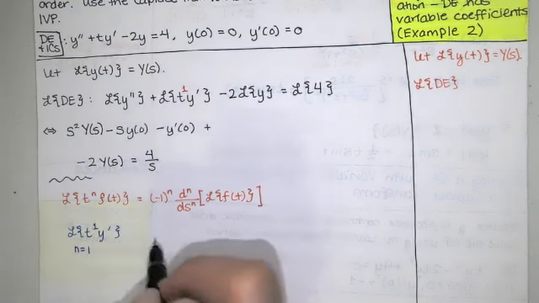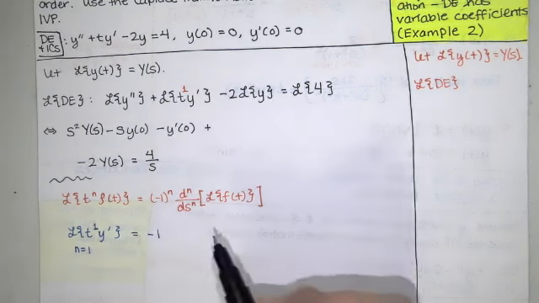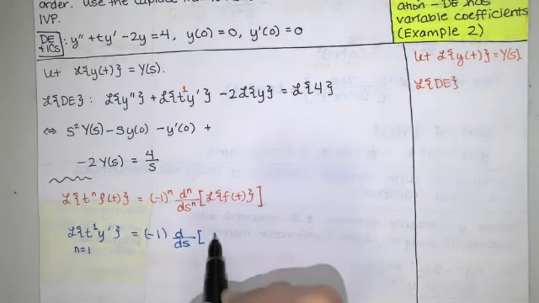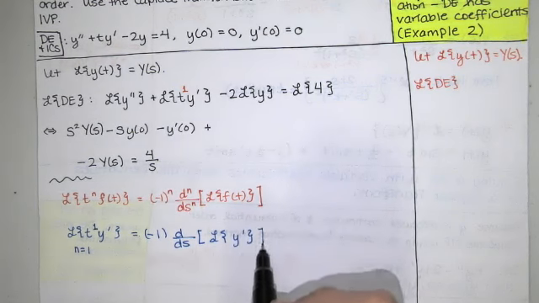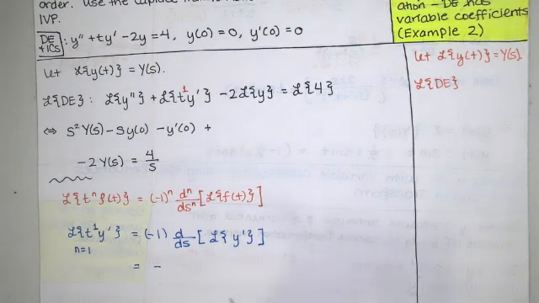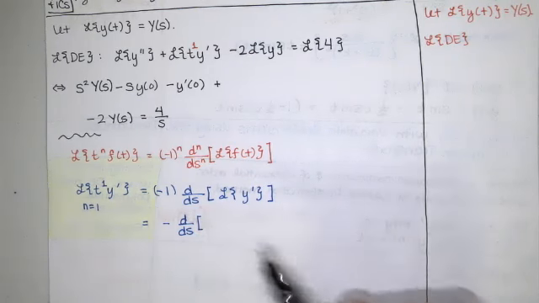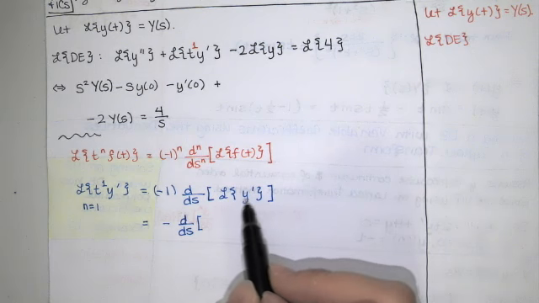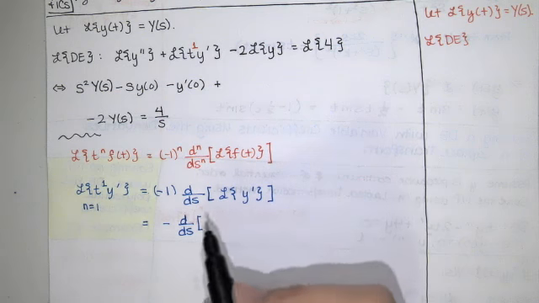So if n equals 1, according to this rule, we'll have -1 to the first times the first derivative with respect to s of the Laplace transform of this function. That's the Laplace transform of y prime. So we'll have -1 times the first derivative with respect to s of the Laplace transform of y prime, which we also have a theorem for. The Laplace transform of the nth derivative has n plus 1 terms. Since this is a first derivative, we're going to have 2 terms.